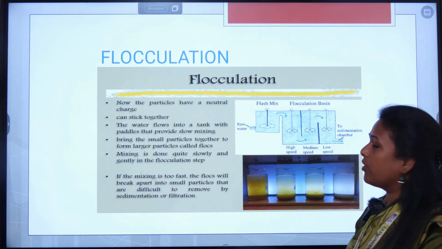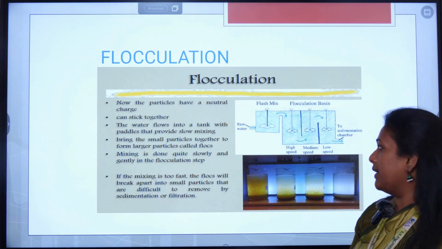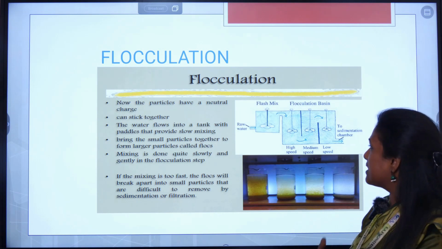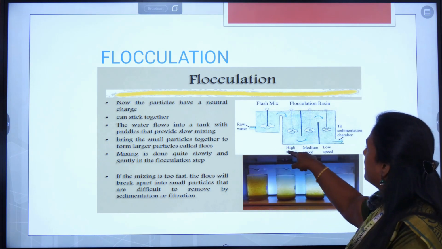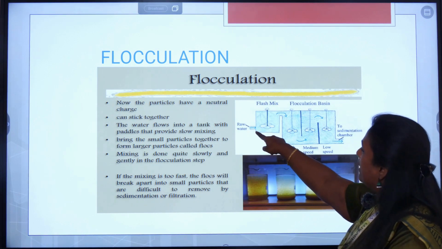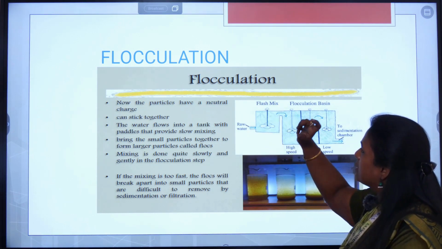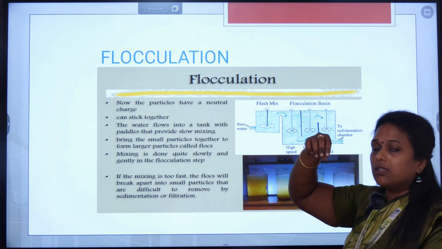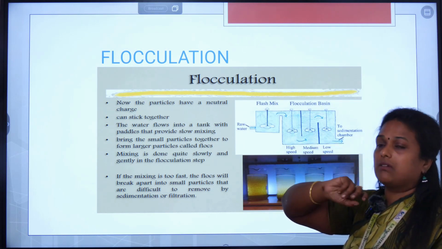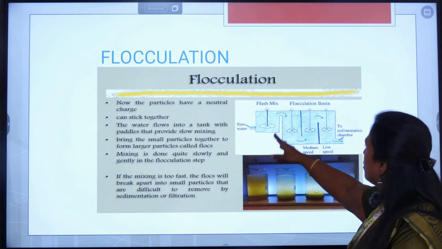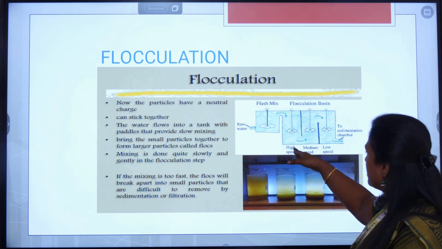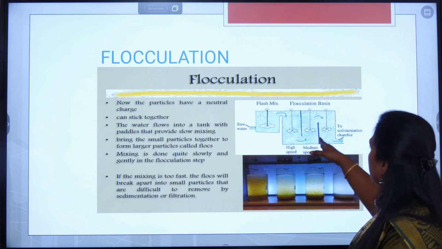So next comes the flocculation. Once we have done the coagulation process, we need to mix the coagulant. In this diagram, the raw water is getting inside the flash mix. Flash mix is where we are adding the coagulant. The coagulant is thoroughly mixed at a higher RPM, and then it goes to the flocculation tank. We are reducing the speed from high speed to medium speed and low speed.